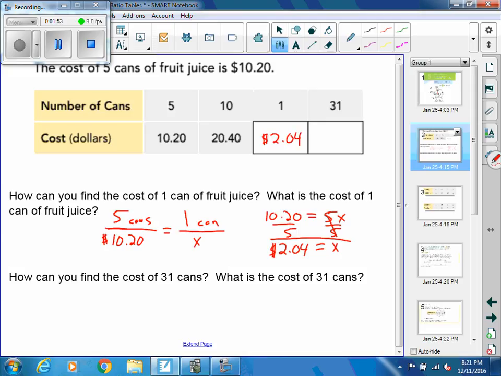How can you find the cost of 31 cans? Well, there's 2 ways we can look at this. Again, we can do the 5 cans over $10.20. We can use that ratio. And again, we know we've got 31 cans, we put that on top, and we're looking for this. So I know that 5 times x is going to be 5x.